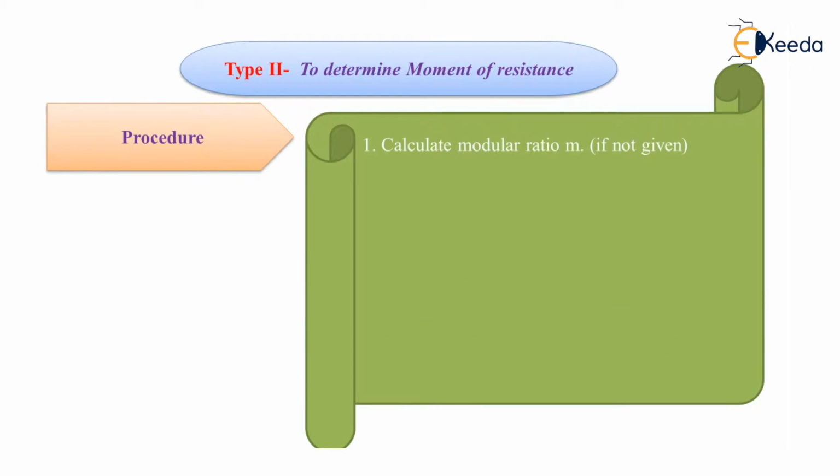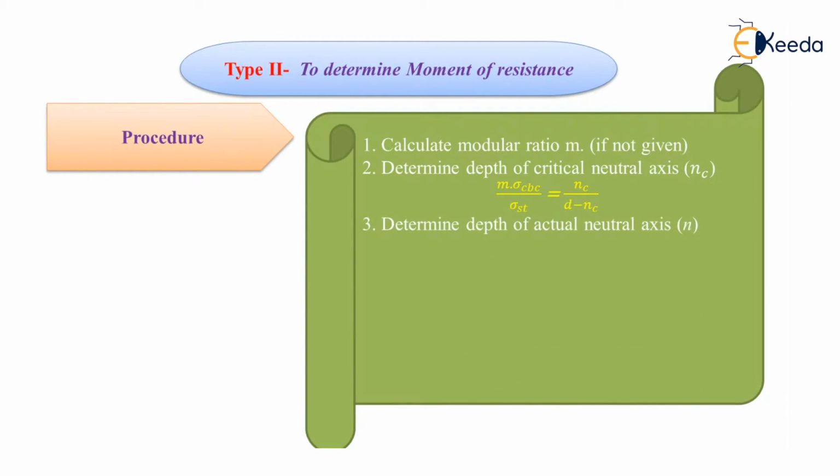Firstly, if the modular ratio is not given, we have to calculate it. Then we have to determine the depth of critical neutral axis, that is NC, and we know the equation, m into sigma CBC upon sigma ST, which is equal to NC upon D minus NC. From this equation we can find out the depth of critical neutral axis NC.